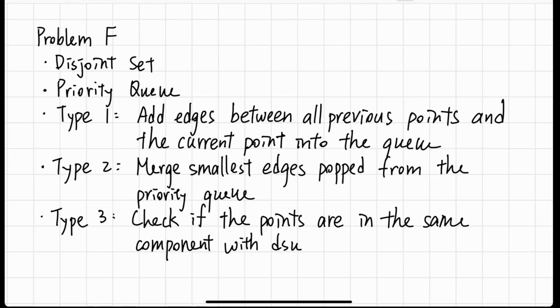So initially, we have some number of points. So we first compute all the distances between the points and then store it in the priority queue. And this is acceptable because the n can only be at most 1,500. So a n squared solution would be fine.